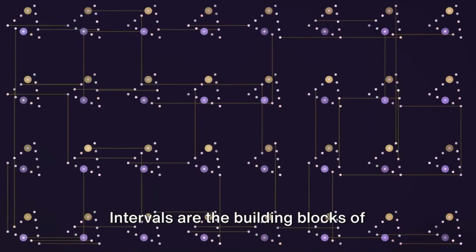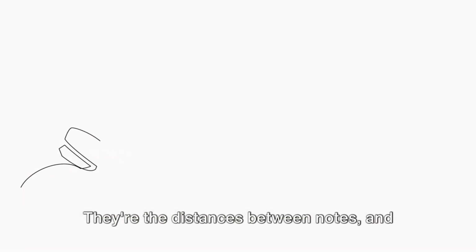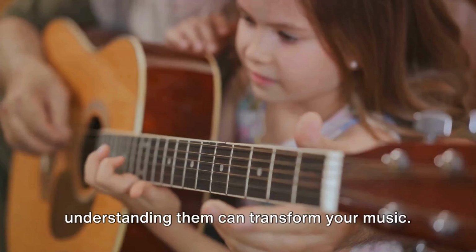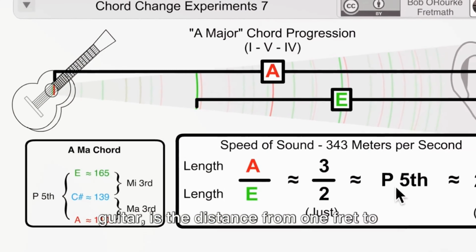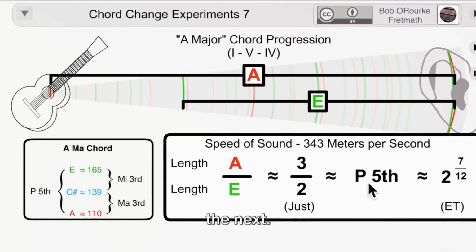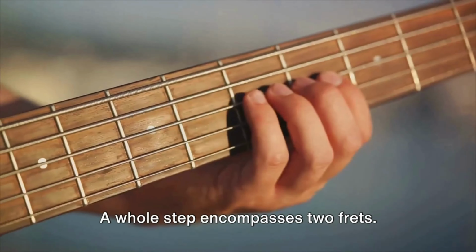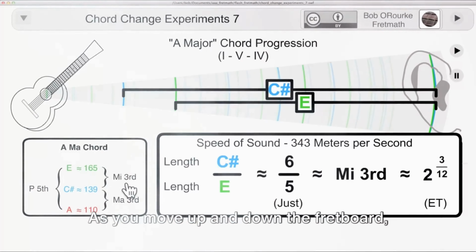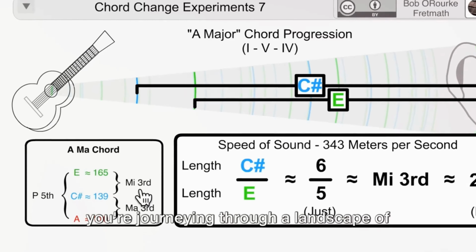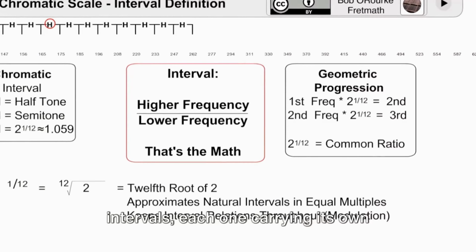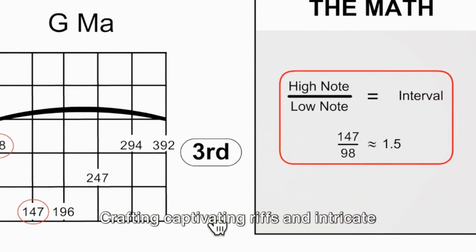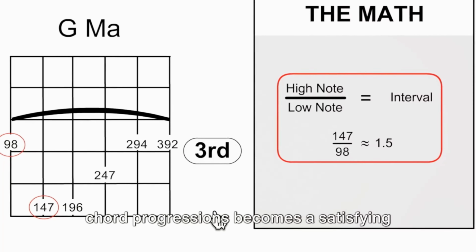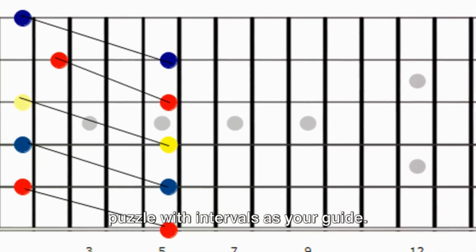Intervals are the building blocks of melodies and chords. They're the distances between notes, and understanding them can transform your music. A half step, the smallest interval on the guitar, is the distance from one fret to the next. A whole step encompasses 2 frets. As you move up and down the fretboard, you're journeying through a landscape of intervals, each one carrying its own distinct musical flavor. Crafting captivating riffs and intricate chord progressions becomes a satisfying puzzle with intervals as your guide.